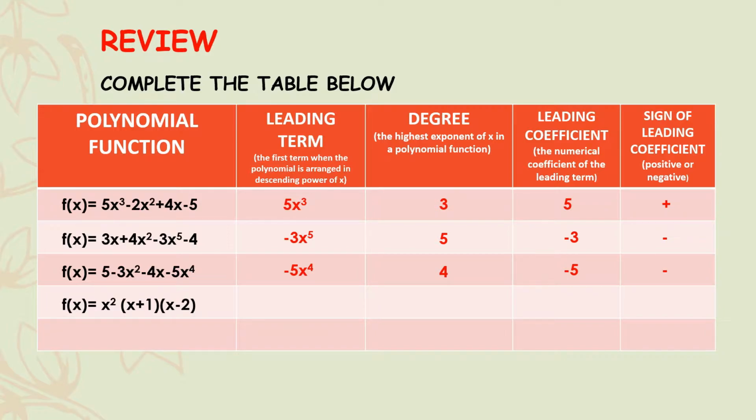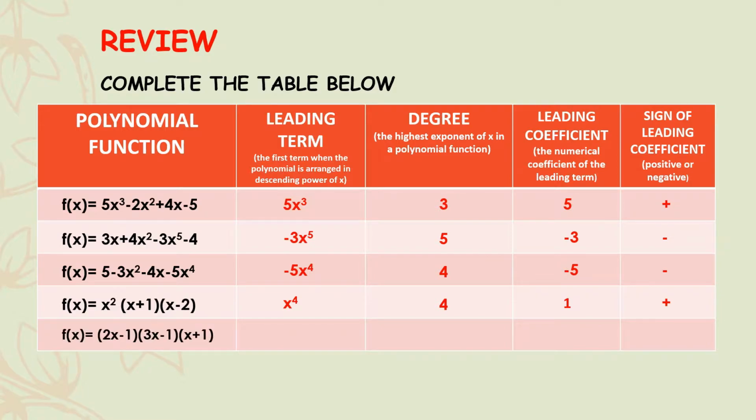Since the polynomial function is in factored form, if you want to get the leading term, you simply multiply the leading terms of your factors. So we will have x raised to 4, multiplying x squared times x times x. The degree is 4, the leading coefficient is 1, then the sign of the leading coefficient is positive.